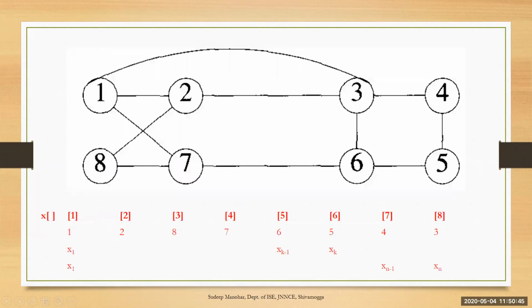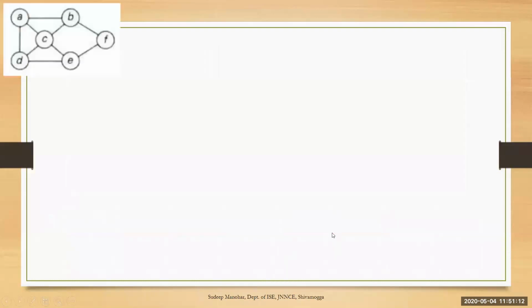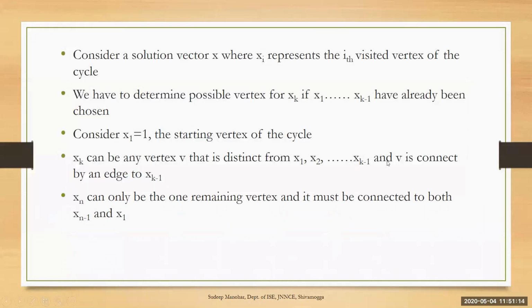Point one. What does it tell? You have to choose this xk in such a way that whatever vertex you are choosing, it should not appear between x1 to xk minus 1. So there are vertices 1, 2, 8, 7 and 6. If I am choosing the next vertex, make sure that this vertex is not part of x1 to xk minus 1. So there should be a unique vertex. Point one. Second point is, v is connected by an edge to xk minus 1.